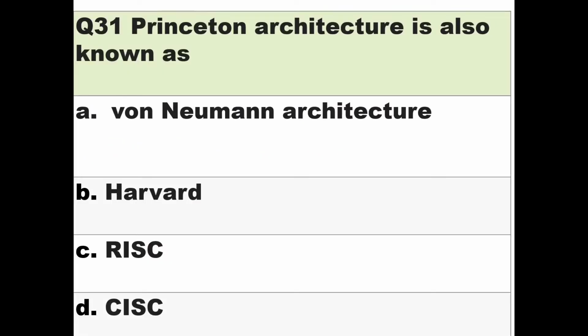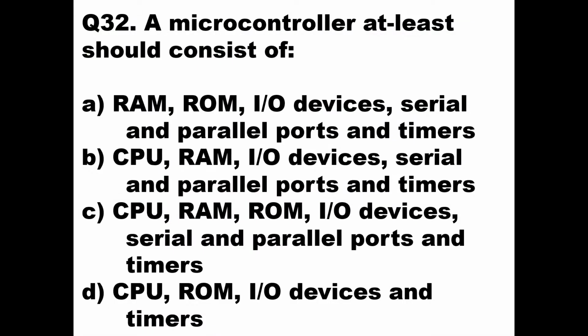Then we'll go to the next question, question number 31. A Princeton architecture is also known as, it is the other name of von Neumann architecture. Okay, so von Neumann architecture is also known as Princeton architecture. So here the option A is the right answer. A Princeton architecture is also known as von Neumann architecture. Okay. Then we'll go to the next question, question number 32.